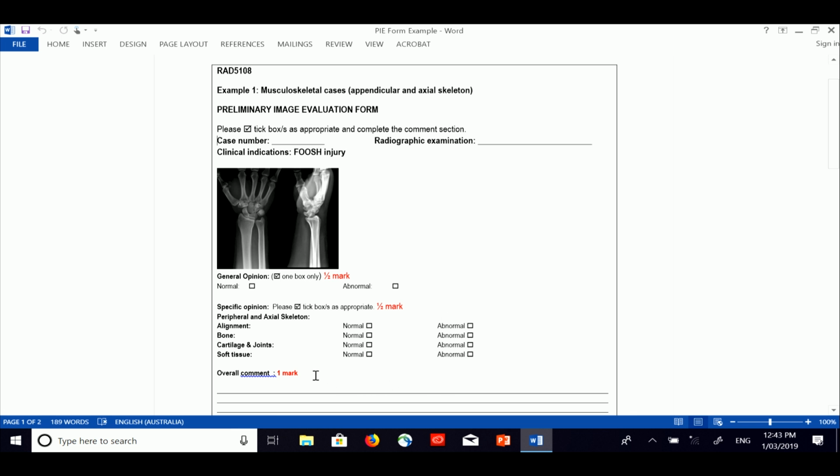Then for the overall comment, that is 1 mark. So you need to write a very succinct comment, and in this case it will be a perilunate dislocation. So if you now look at the marks, you'll be able to see that for each case the total marks will be 2 marks. Okay, let's look at another case just to go through this again.